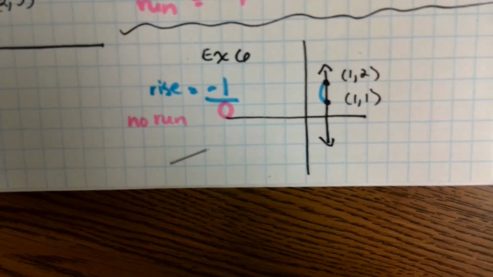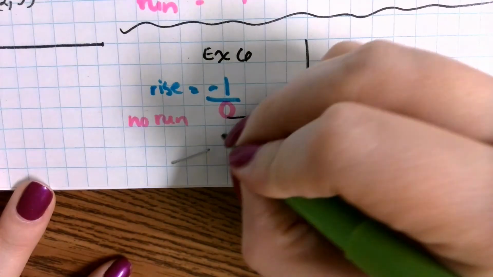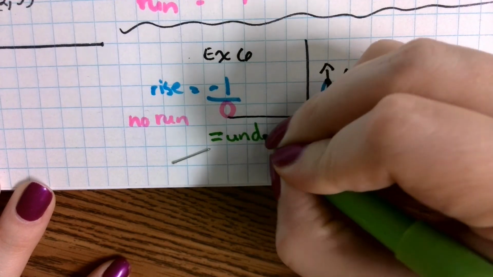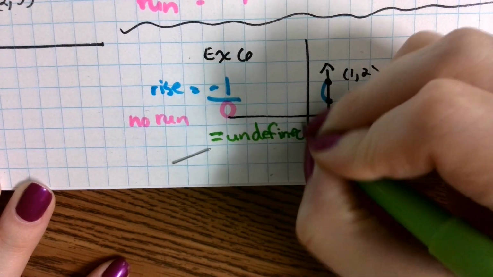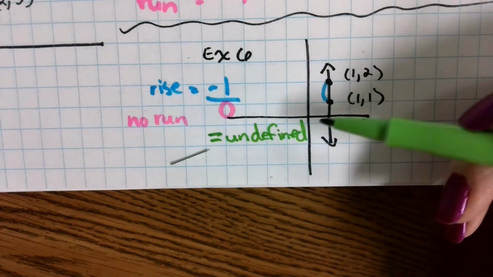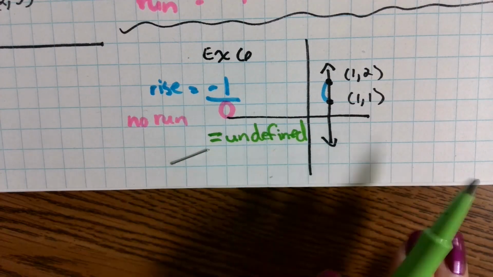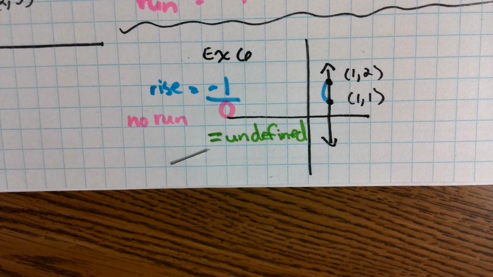And if I get 0 for my denominator, it doesn't matter what my numerator is. If I have 0 in the denominator, that's going to give me an undefined value. It's going to give you an error, right? Because you cannot have 0 for a denominator. Your denominator has to be a non-zero number. So if you come across a vertical line where there is no run, you're not having to move left or right to get to the next point. That gives you an undefined solution or an undefined slope. Any questions?